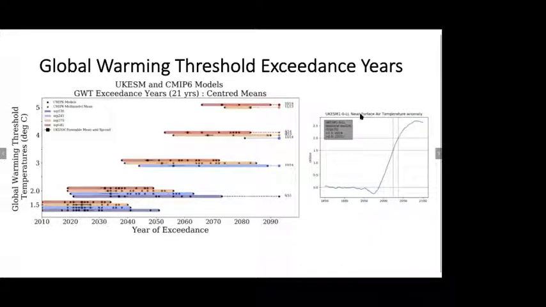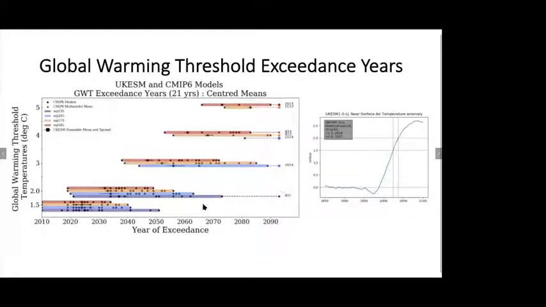I'll start off briefly with this small plot that explains how we calculate the threshold exceedance. We compute the years of exceedance by computing a 21-year rolling mean centered at each year for global surface temperature anomalies relative to the 1850 to 1900 period. This shows how we calculate the year of exceedance for 1.5 and then for 2-degree warming. For ensemble means and multi-model means, we average the anomalies, run them through the same process, and build a curve like this to see where it exceeds temperatures.